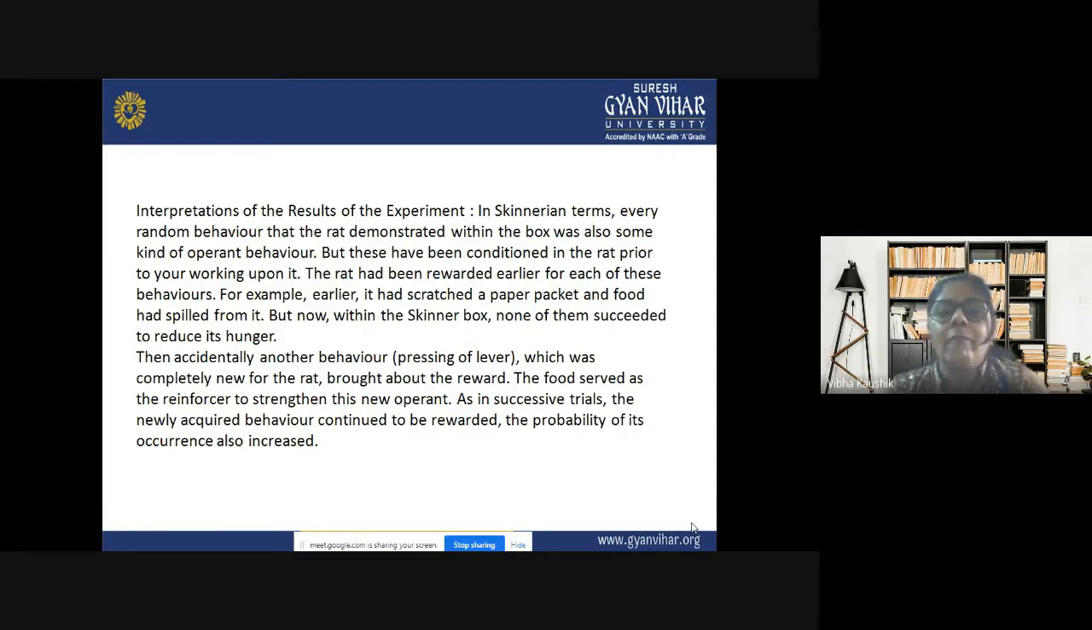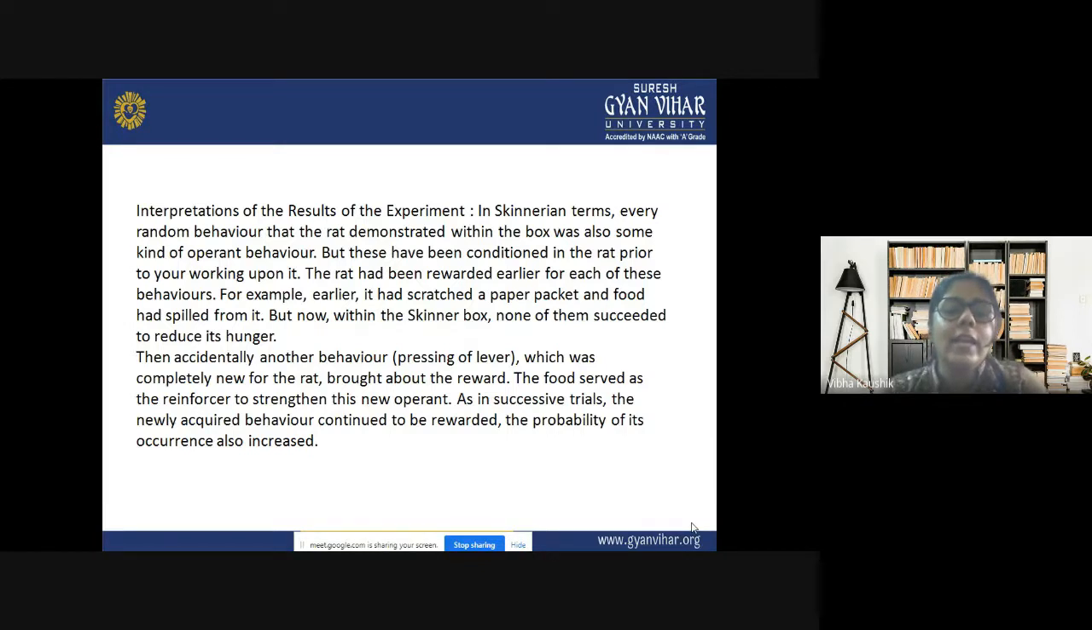But these had been conditioned in the rat prior to your working upon it. The rat had been rewarded earlier for each of these behaviors. For example, earlier it had scratched a paper packet and food had spilled from it. But now, within the Skinner box, none of them succeeded in reducing its hunger.